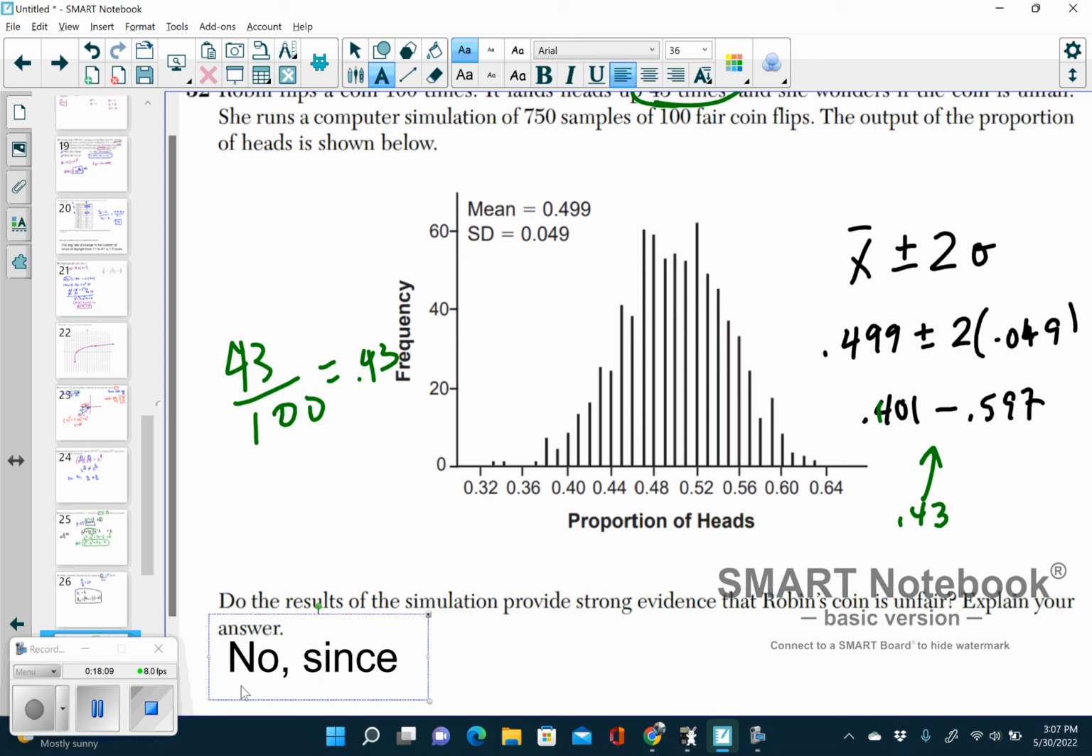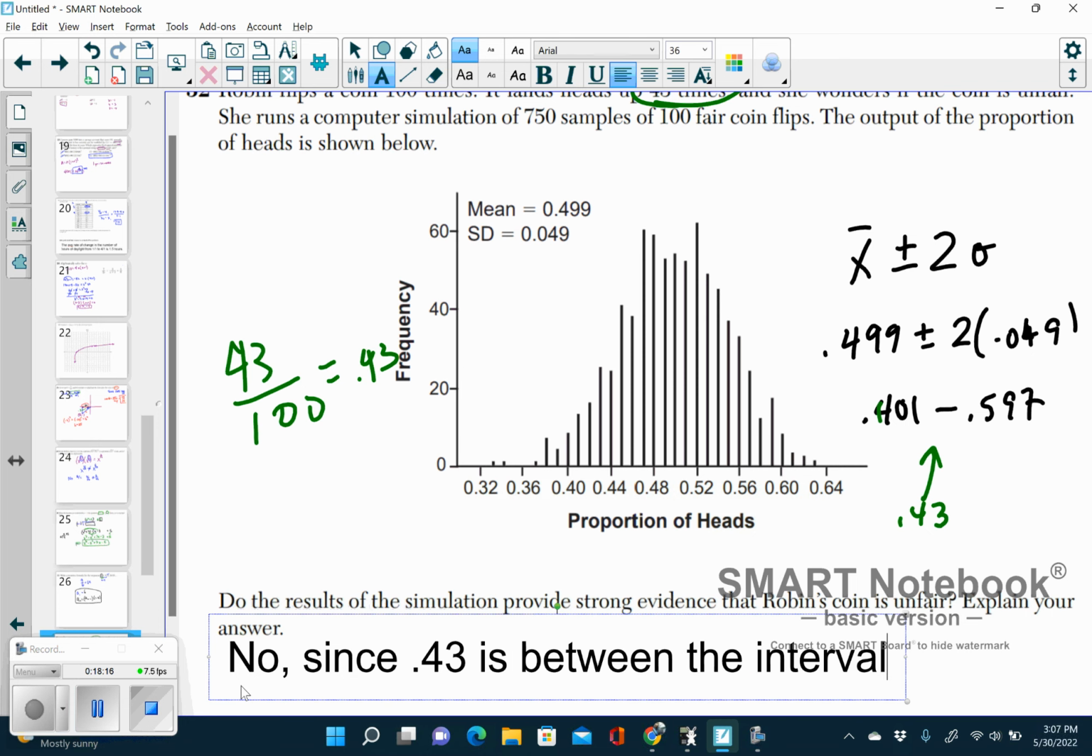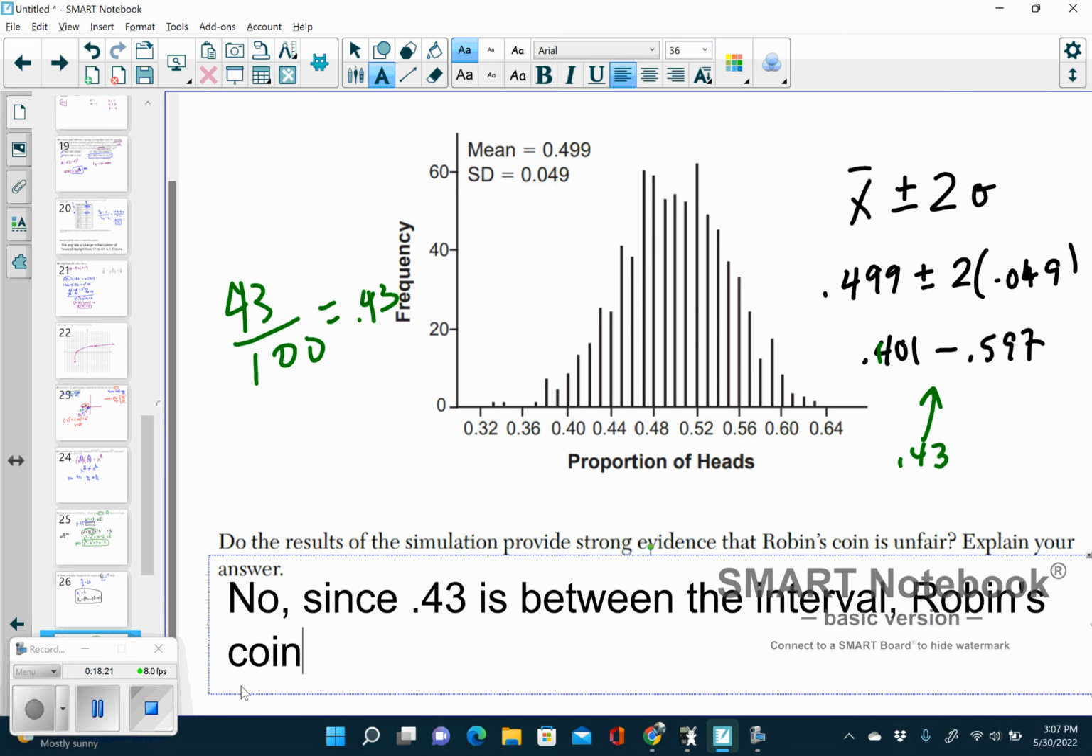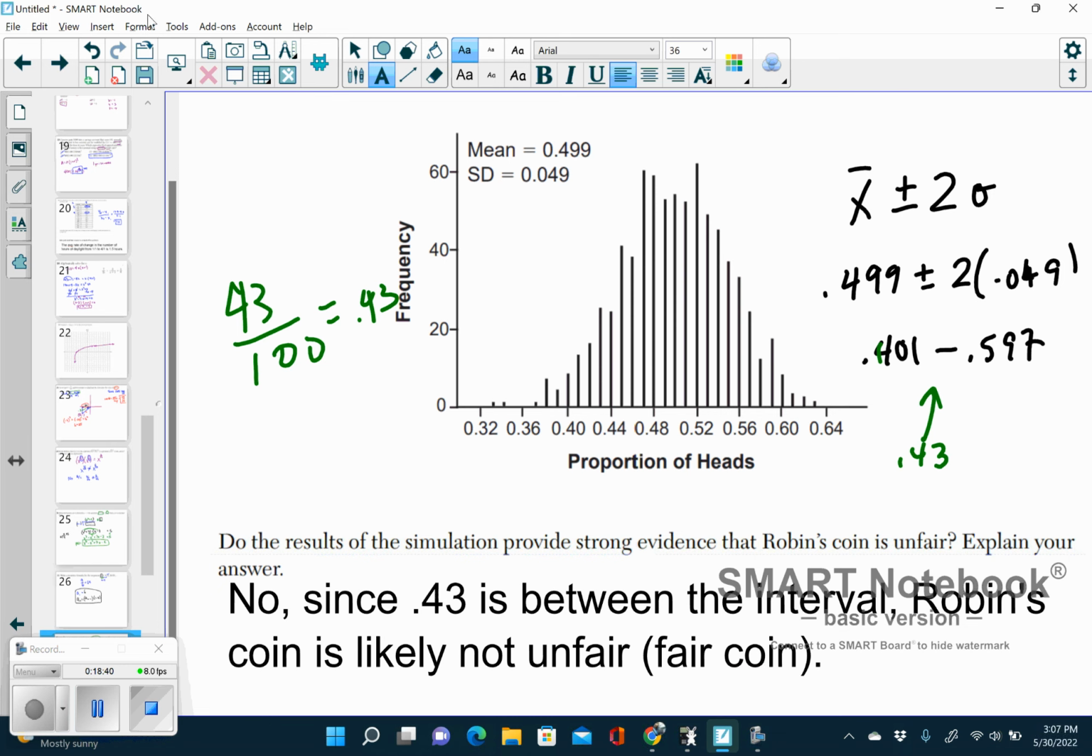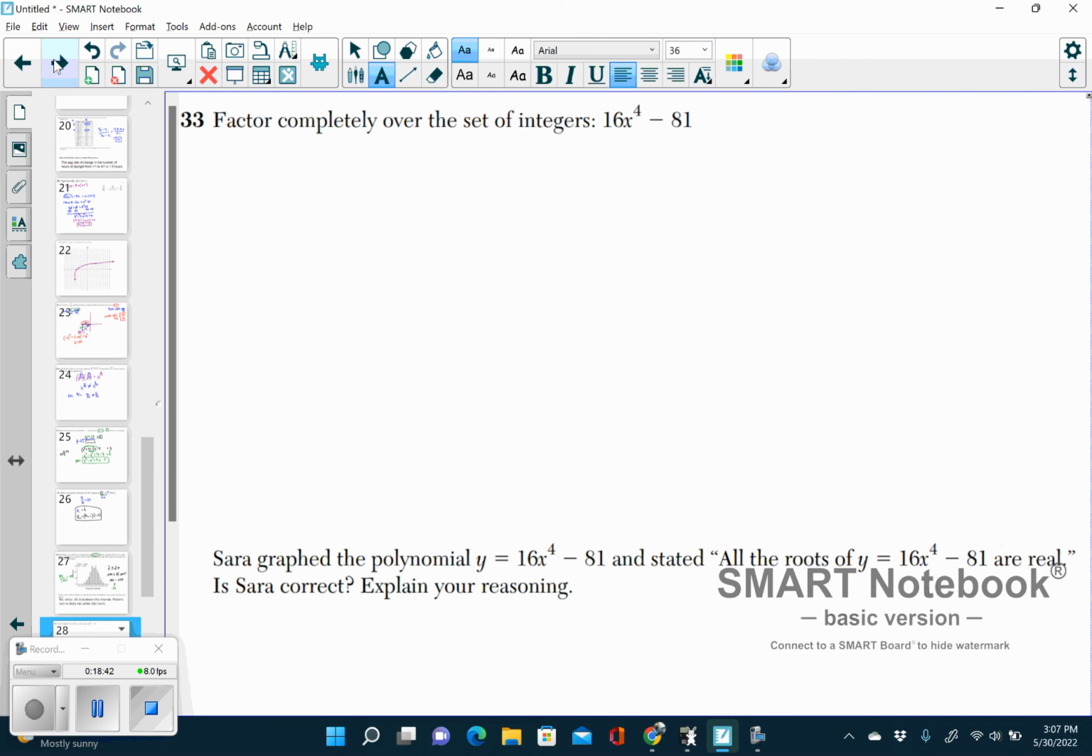Since 0.43 is between the interval, Robin's coin is likely not unfair, which means that it's fair. Okay? So you want to write something like that for this answer. All right, moving on. We're almost done.